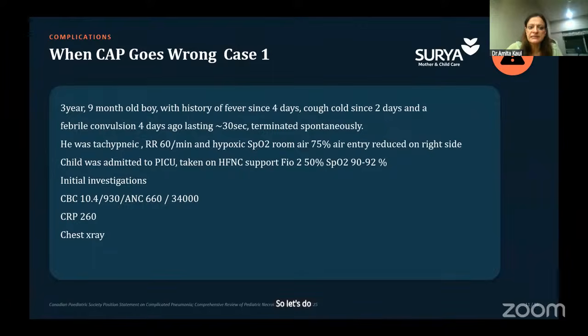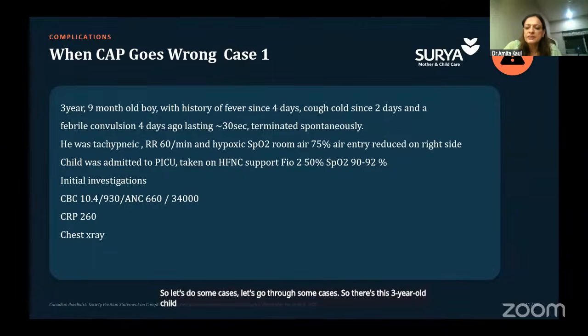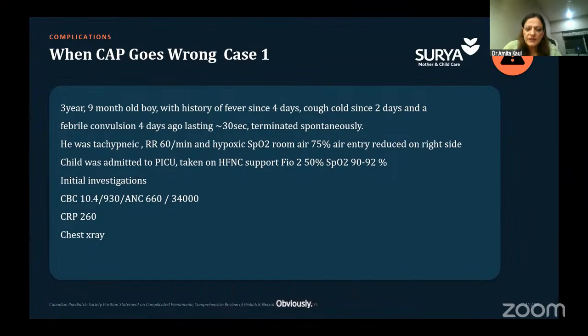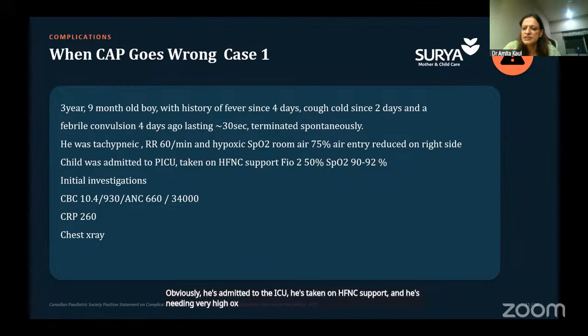Let's go through some cases. So there's this 3-year-old child who comes with a history of fever since 4 days, cough, cold for 2 days, and febrile convulsions 4 days back, which lasted for 30 seconds, terminated spontaneously. On admission, he is tachypneic, his RR is 60, he's hypoxic, his saturation is 75% at room air, and air entry is reduced on the right side. Obviously, he's admitted to the ICU. He's taken on HFNC support and he's needing very high oxygen, 50%, and just saturating borderline 90 to 92%.